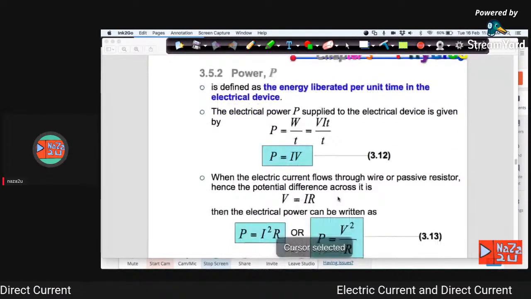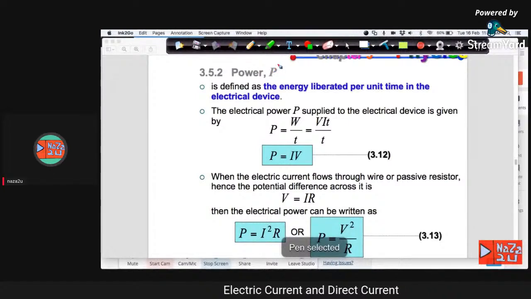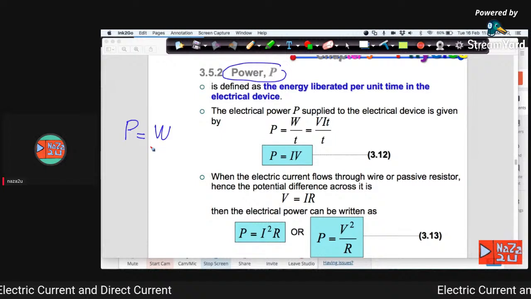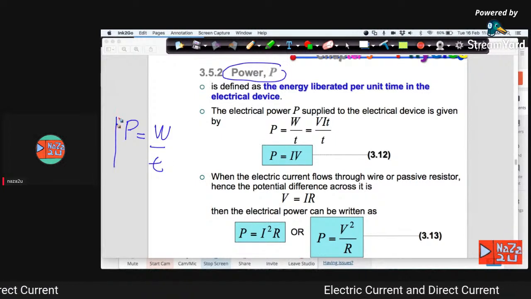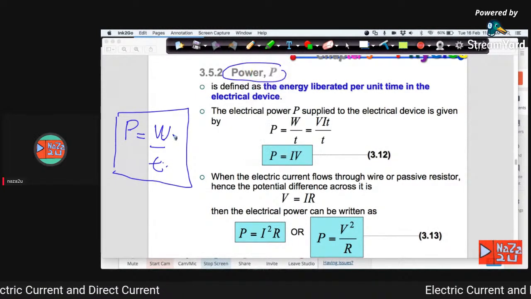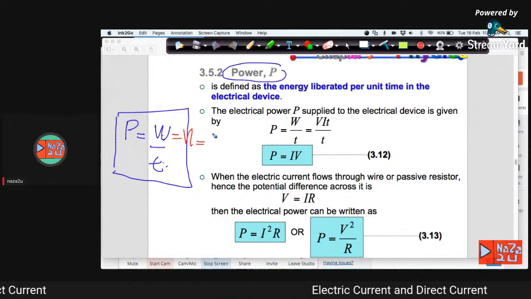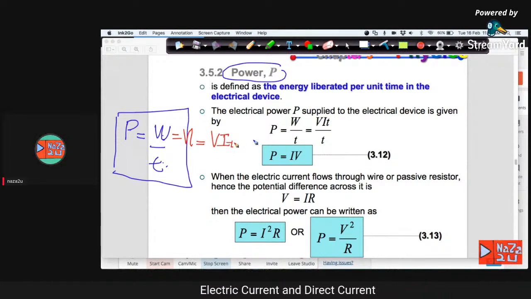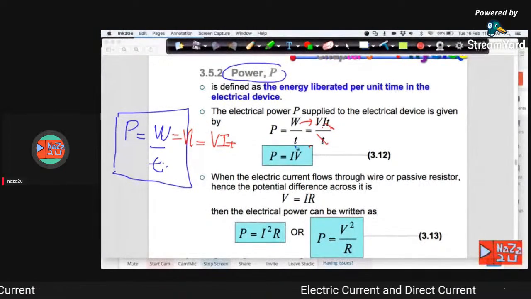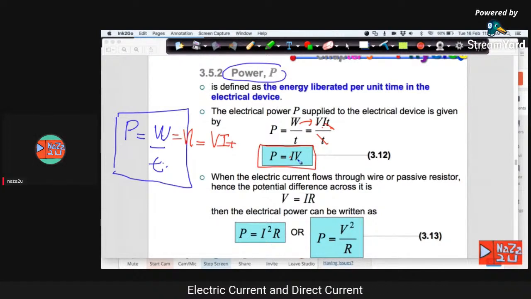Okay, class. Next is power. So, as you know, power, P, is the rate of work done, kadar melakukan kerja. Or P is equal to W over T. Okay, work, kita dah tengok tadi, work is equal to U or is equal to VIT. Work is equal to VIT. Right? So, kita boleh cancel T kat sini. So, power is equal to current flow times potential difference. Or P is equal to IV.